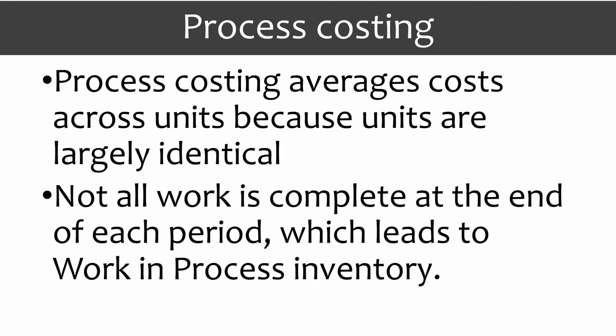Process costing averages cost across units because units are largely identical. Not all work is complete at the end of each period, which leads to work in process inventory. If a company has work in process inventory at the end of the period and they use process costing, they will need to make additional calculations for equivalent units of production and more items to cost their inventory.